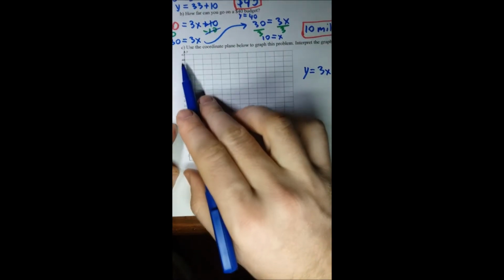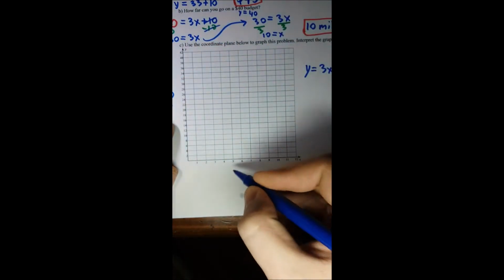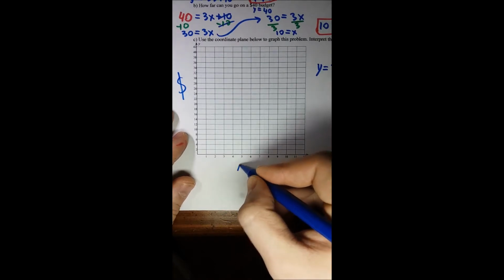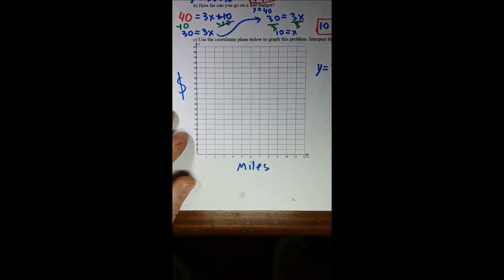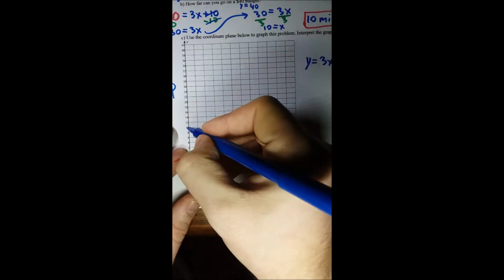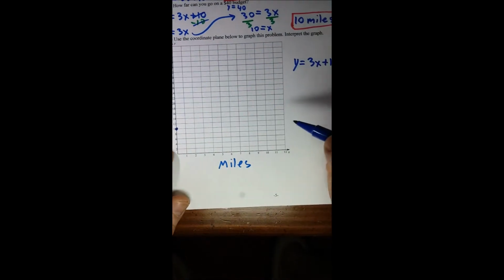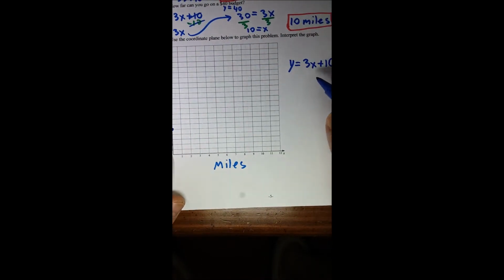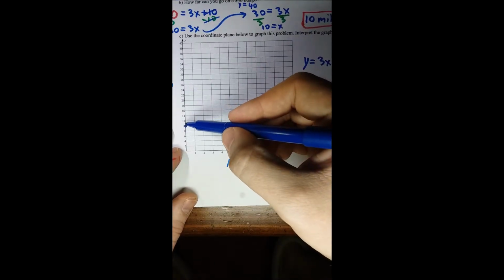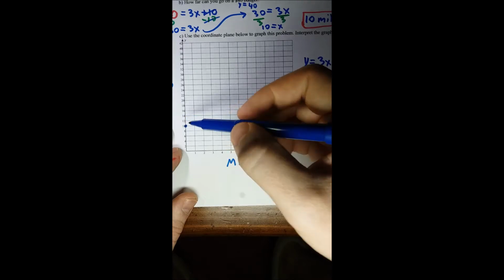This one is our y-axis, and the y-axis is dollars. We mark it as dollars. And the x-axis we're going to mark as miles. So we're going to start with how much it will cost you. Starting point is $10, so I'm going to put it right here. And I know that my slope is 3/1. So that means I go up 3, across 1.